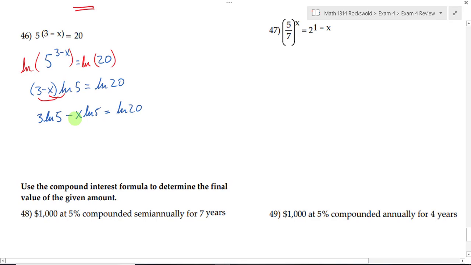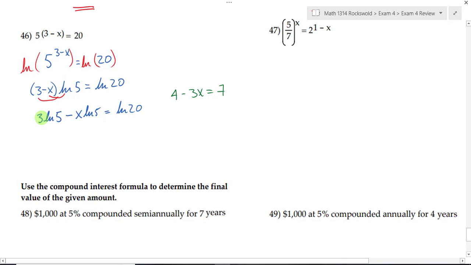The goal in solving this equation is to get the x by itself. This is a constant minus x times another constant. I want to get the x term by itself, so what do I do with this term? If I had 4 minus 3x equals 7, what would you do to solve this? You would subtract the 4. Well, that means I'm going to subtract the 3 natural log 5.